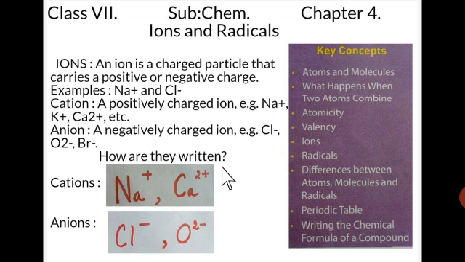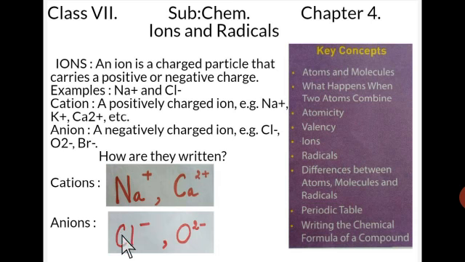Now, how are they written? Cations. First, write the symbol of the element like sodium. The symbol of sodium is Na, and since it carries a positive charge, plus will be written here as a superscript, at the upper side of the symbol. Similarly, calcium. Ion of calcium, first the symbol Ca will be written, and since it carries two positive charges, it will be 2 plus.